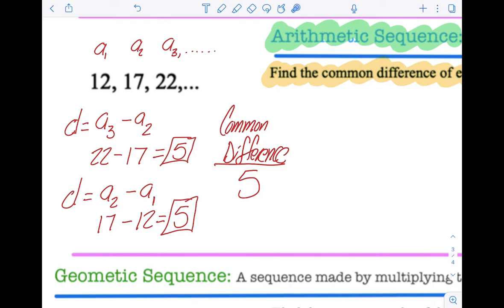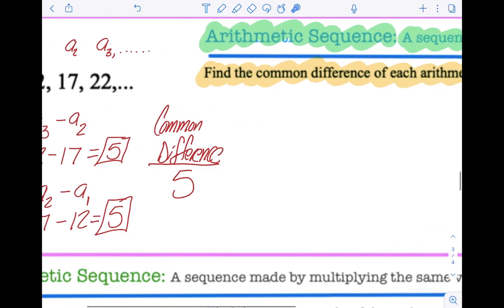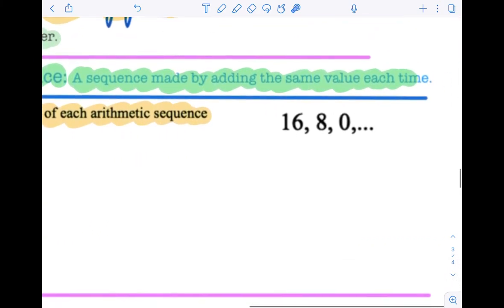That means that I have to add 5 every time. 12 plus 5 is 17. Good. 17 plus 5 is 22. 22 plus 5 is 27. 27 plus 5 is 32. And that's how you get to the next number: we're adding positive 5. Perfect. So you subtract third term minus second term, and then you subtract second term minus first term. Look at that. So let's do the same thing on this other example here.